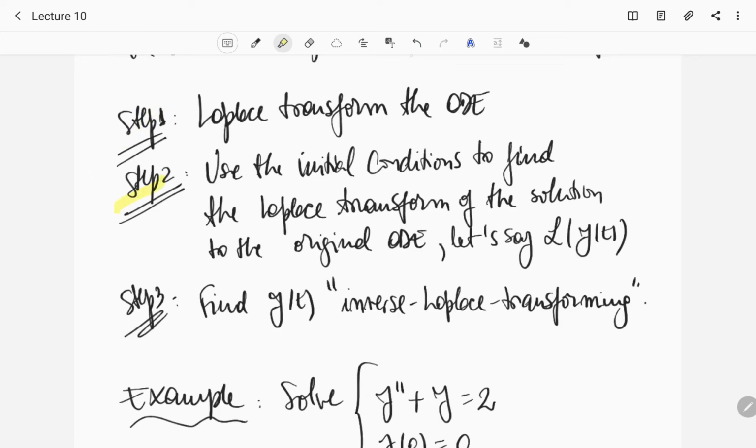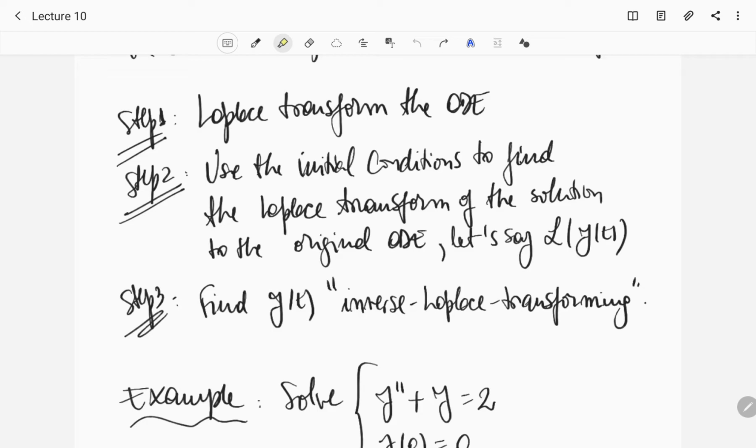Step 2, we use the initial conditions to find the Laplace transform of the solution of the original ODE. Let's say, just to fix notation, the Laplace transform of a function called y of t. Step 3, we find this y of t computing the inverse Laplace transform of the solution we obtained in step 2.